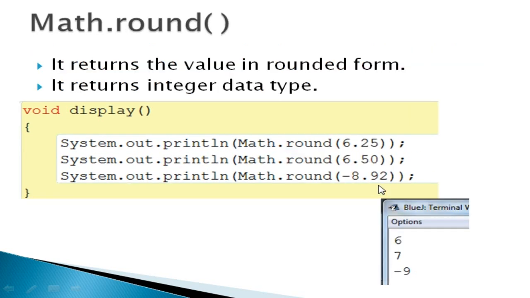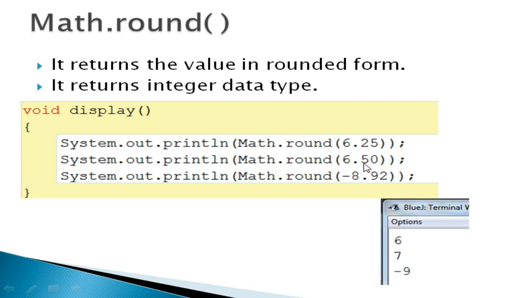Next one is Math.round. This returns the value in rounded form. The only difference from the other functions is that here the output will be an integer. You can see I have given three examples: 6.25, 6.50, minus 8.92. For all of these it will round the values. You can see one thing here: if the fractional part is less than 0.5, it will give the same integer, that is 6. You can see the first example.